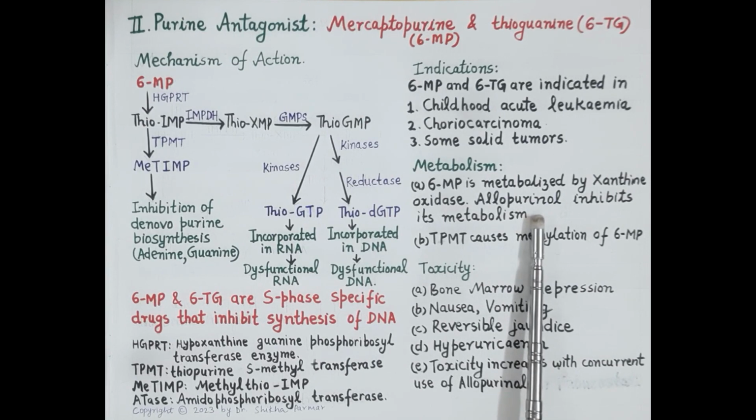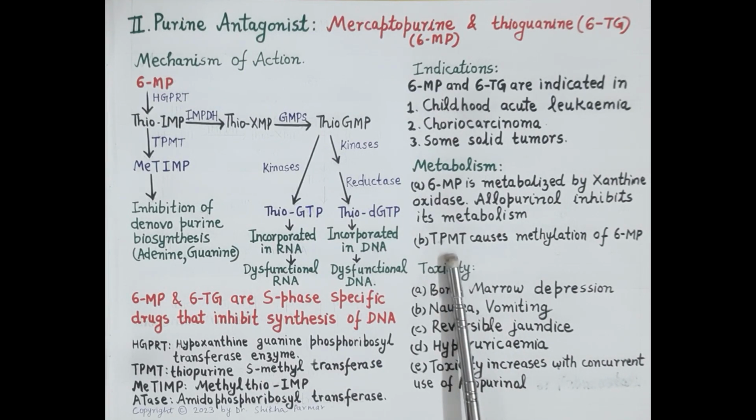Now, 6-thioguanine is not metabolized by xanthine oxidase. Then TPMT, that is the thiopurine S-methyltransferase, also metabolizes 6-mercaptopurine by inducing its methylation.